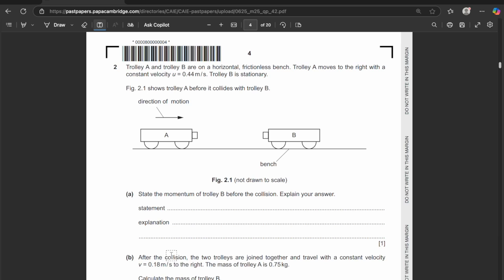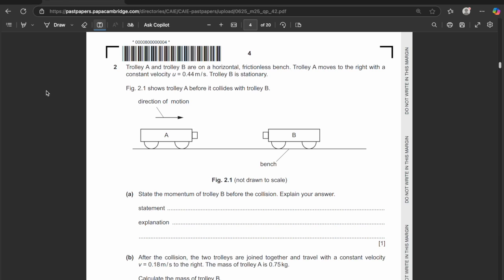Two. Trolley A and trolley B are on a horizontal frictionless bench. Trolley A moves to the right with a constant velocity u of 0.44 meters per second, and trolley B is stationary. Figure 2.1 shows trolley A before it collides with trolley B.